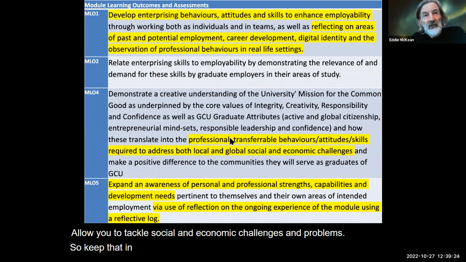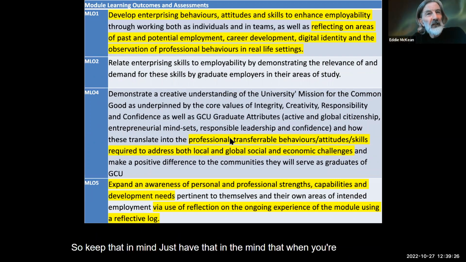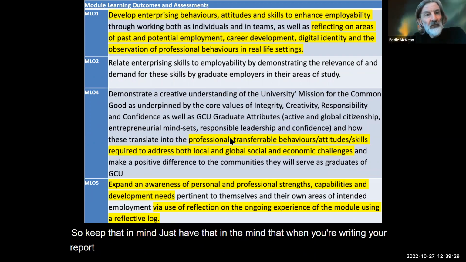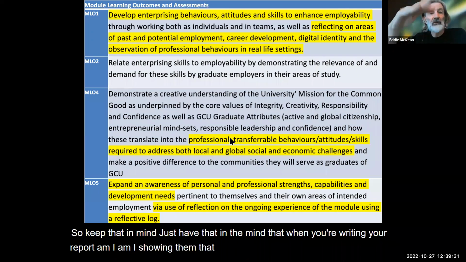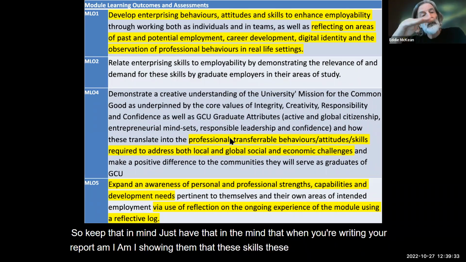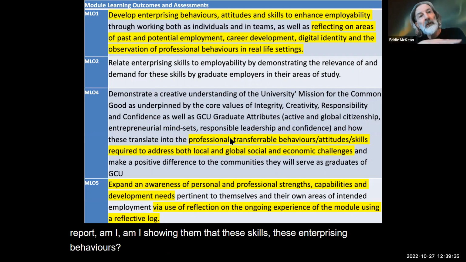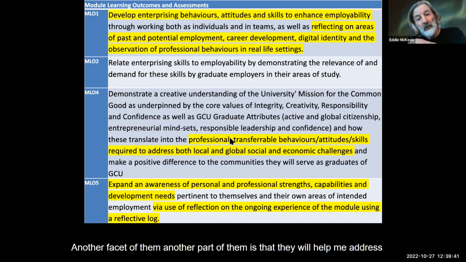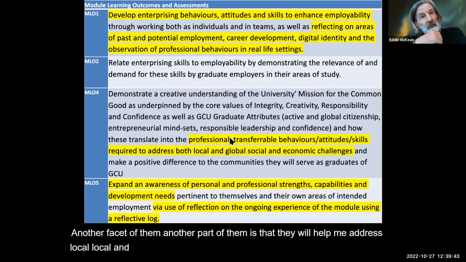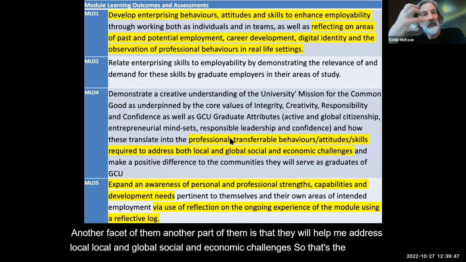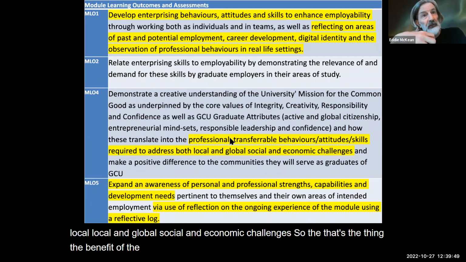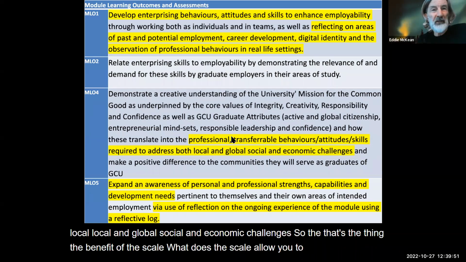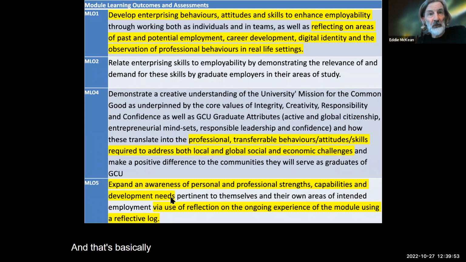Just have that in mind when you're writing your report: am I showing them that these enterprising behaviours, another facet of them, will help me address local and global social and economic challenges? That's the benefit of the skill. What does the skill allow you to do? Arguably, that's why it's going to make you more employable.